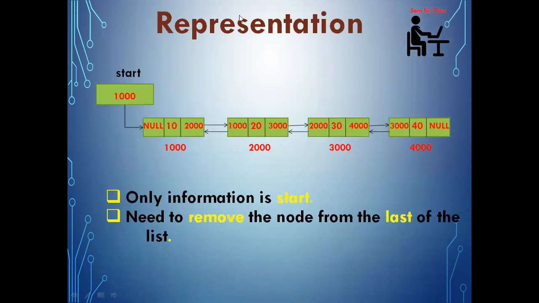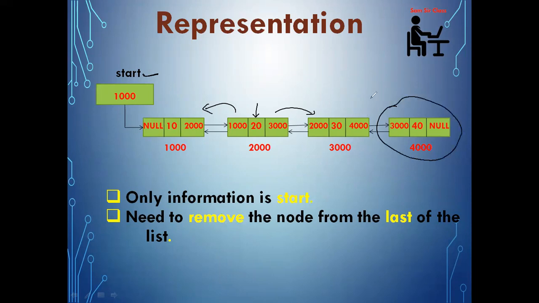Okay? So in the representation, we have seen that every node is capable of keeping the address of the next node as well as the address of the previous node and the information associated with it. Now, if I want to delete the last node, I only have the information start. So how to operate from start so that I can delete the last node?